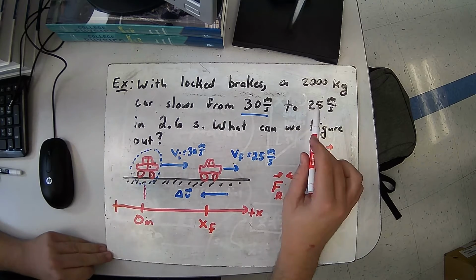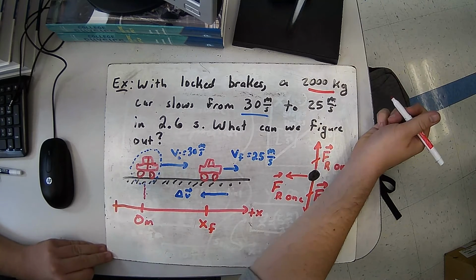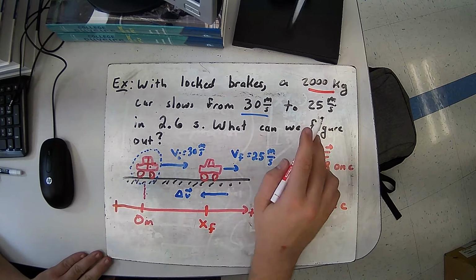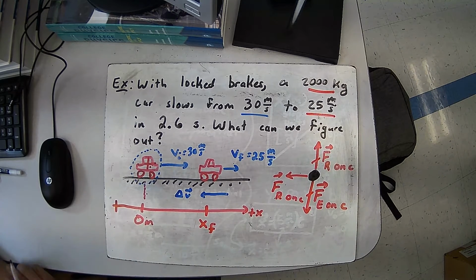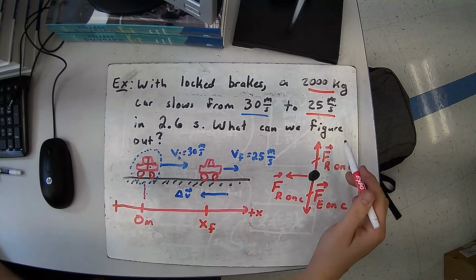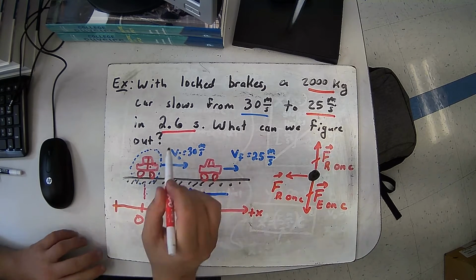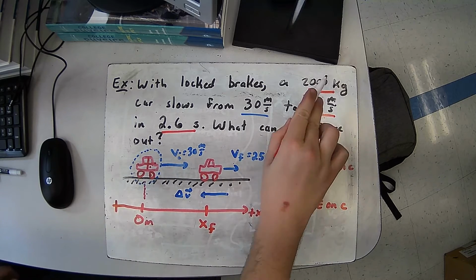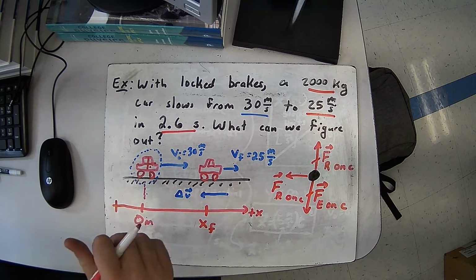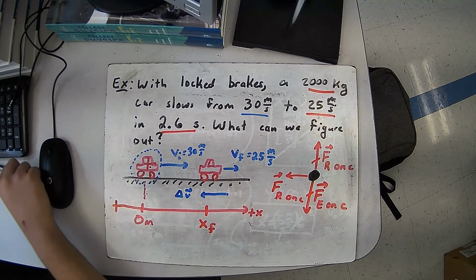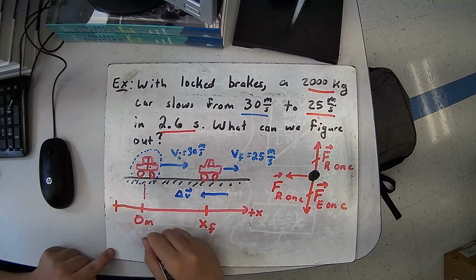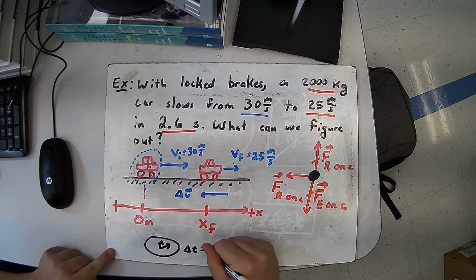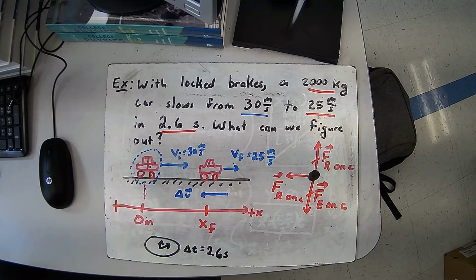With locked brakes, the 2,000 kilogram car, we know its mass, slows from 30 meters per second to 25 meters per second. So we know its velocity initial and final. Then we know the time interval over which that happens is 2.6 seconds. So I've underlined the physical quantities that are given to me. And then I've sketched each of those into this except for the time. And usually I just do that by drawing a clock and drawing delta t equals 2.6 seconds next to that clock.